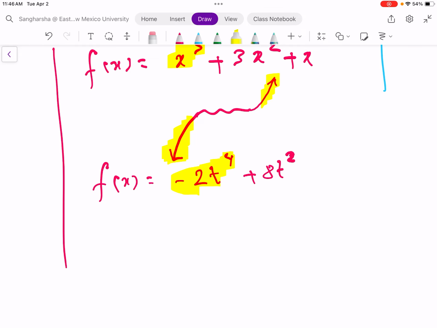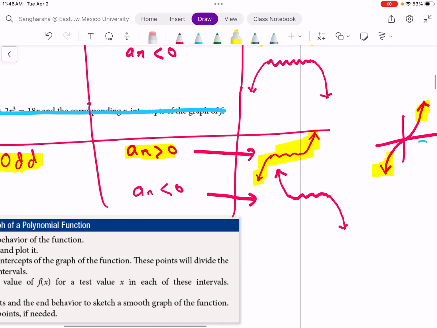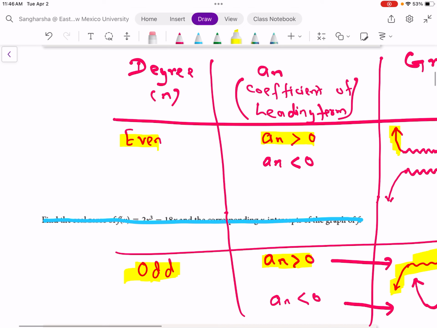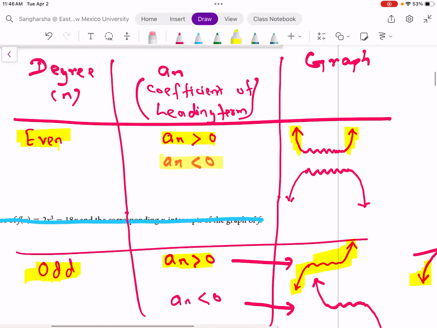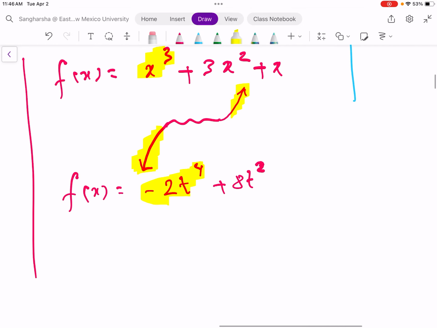We have an even degree and the coefficient is less than 0. So this is the graph that we're going to get on the left end and right end. On the left, we're going to have this part, and on the right, we're going to have this part. We are not interested in what happens in the middle. This is how we can find how the function behaves on the left end and right end with the help of the leading term.